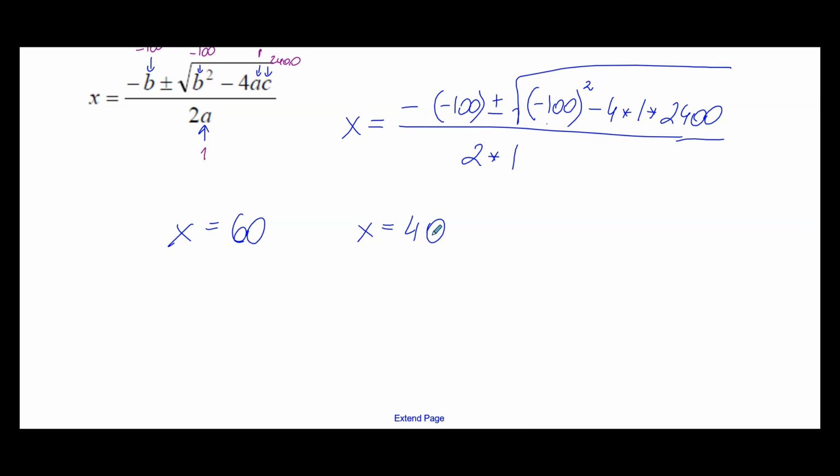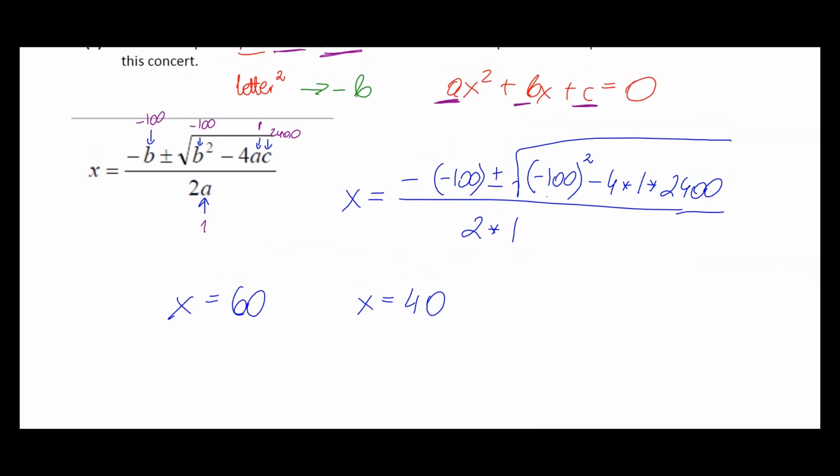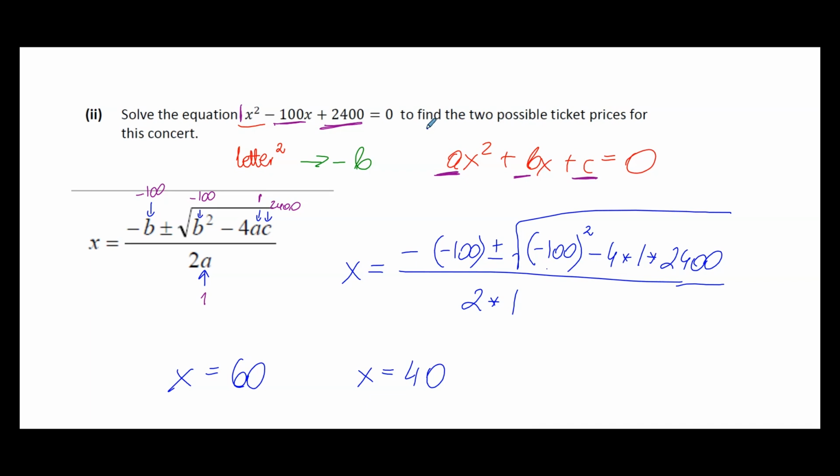Now, however, always remember the minus b formula is the only formula that gives you two answers. So always make sure that the answer is applicable in the context of the question. Here, they were looking for two possible ticket prices. So that is okay.